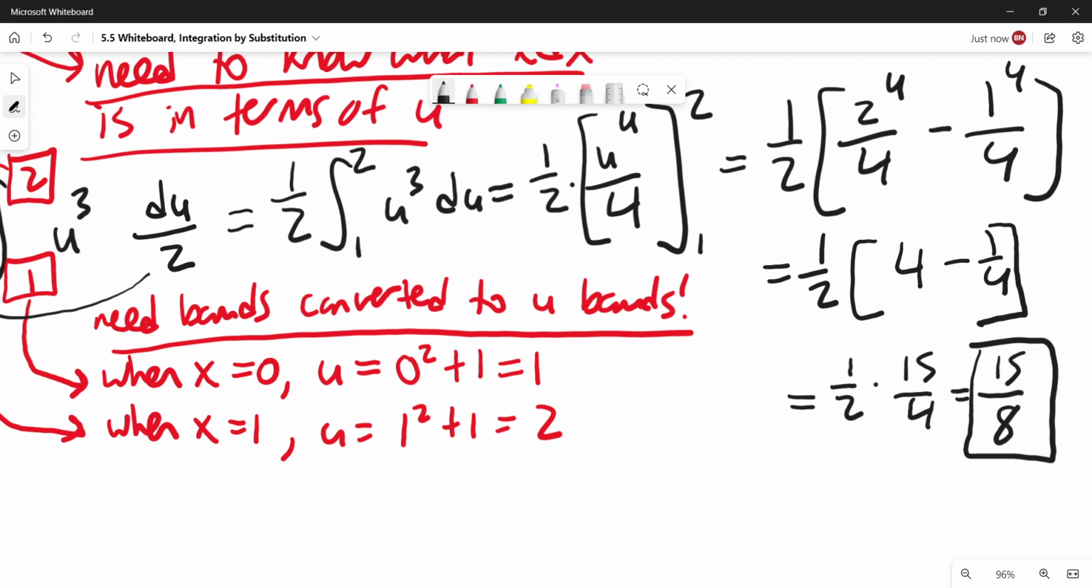So you have to convert your bounds into u bounds if you're using formal substitution. And you're not back converting in terms of x.